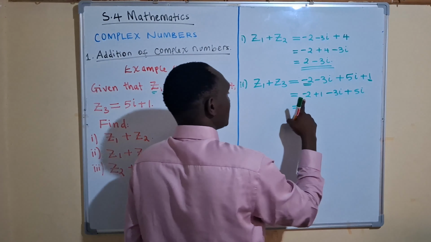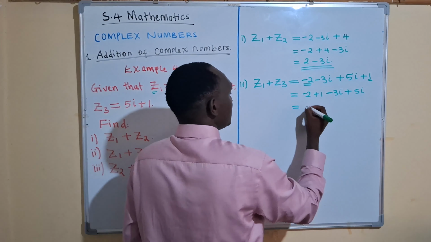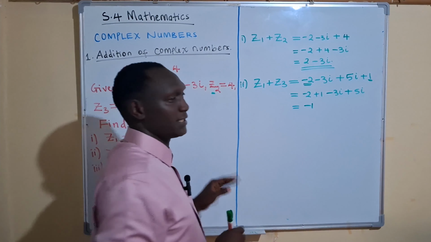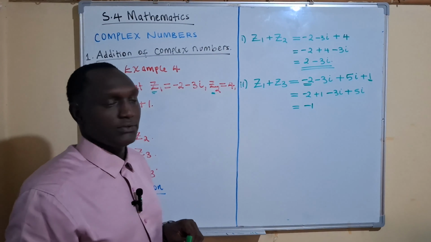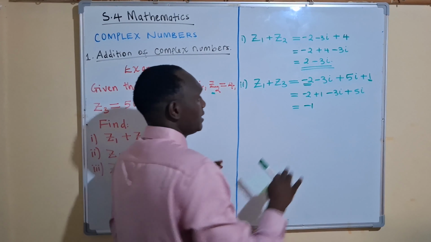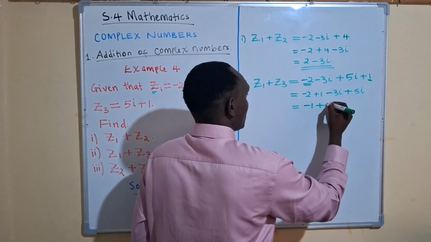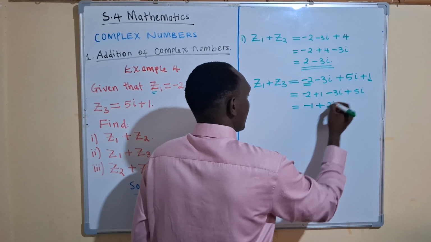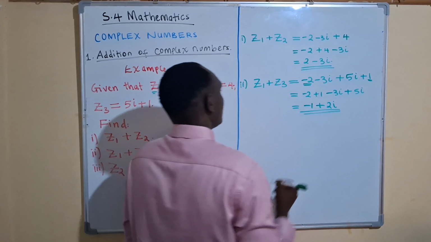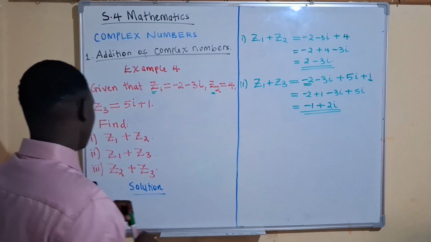This gives us -2 plus 1 is -1. Raise your calculator. -2 plus 1 is -1. And then -3 plus 5 is +2. So here we shall have plus 2i. And this is the solution for z1 plus z3.